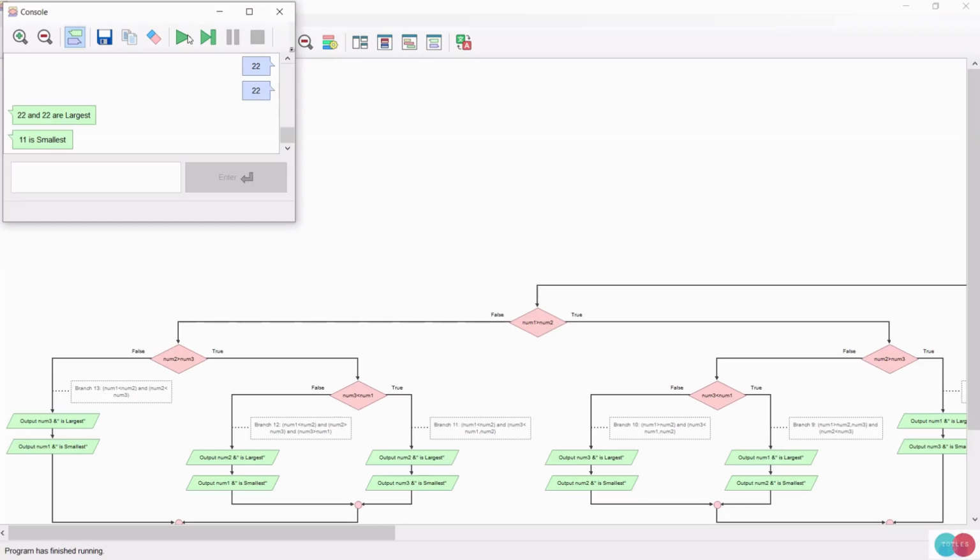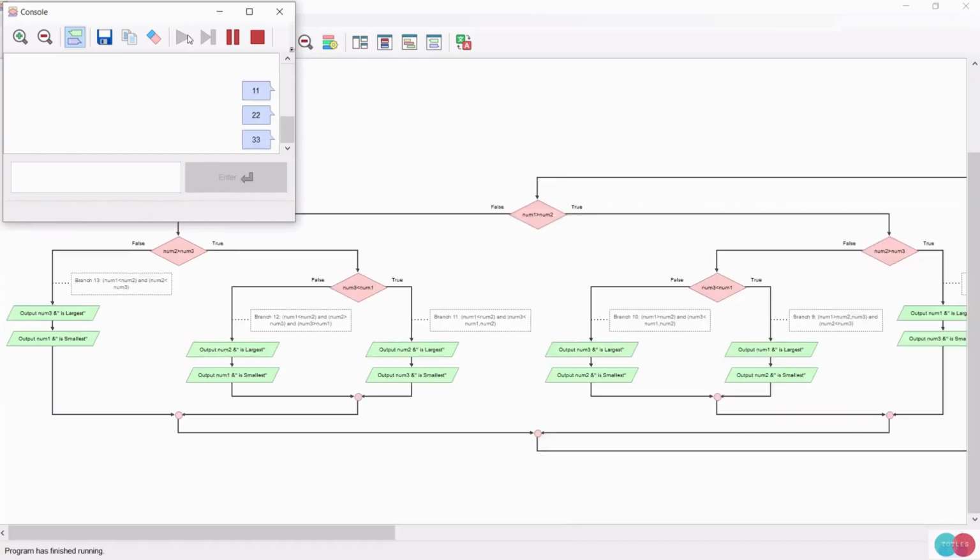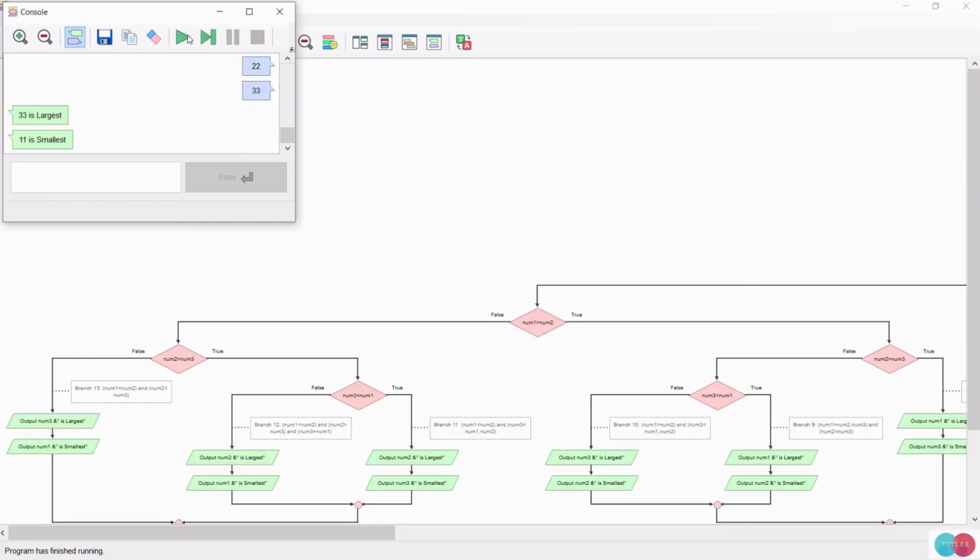Next, we'll see the eighth scenario. This eighth scenario is the ascending order. Third number is largest, first number is smallest. 11, 22 and 33. So from here onwards no number is equal to another. So 33 is largest and 11 is smallest. So we are done with the eighth test case or eighth scenario.